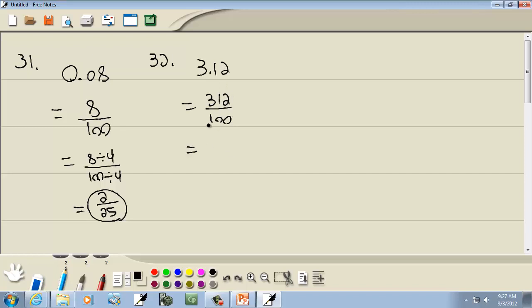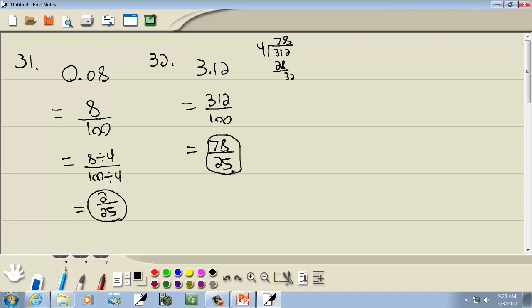Now this reduces. I don't think I see all of it, but they're at least both divisible by 4. Should be able to do that in my head, but oh well. 312 divided by 4 gives us 78, and 100 divided by 4 we get 25. And this doesn't break down anymore. This might be our answer.